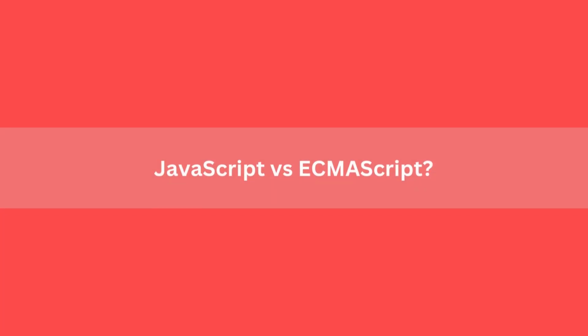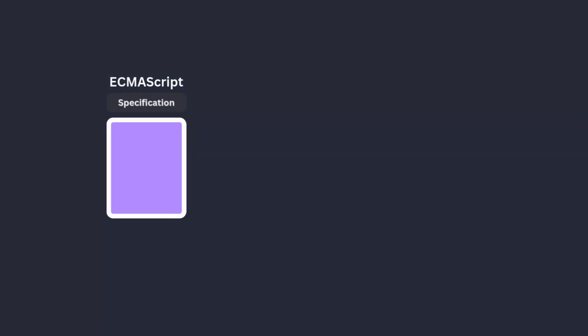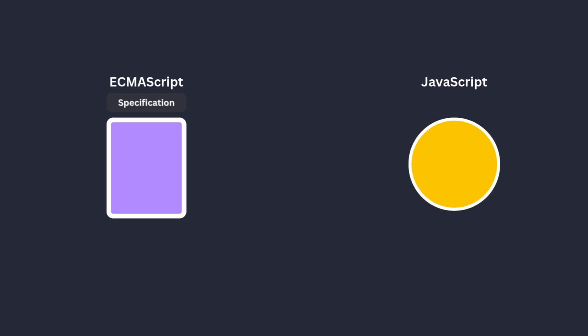Finally, let's answer the fourth question. What's the difference between JavaScript and ECMAScript? ECMAScript is just a specification. JavaScript is a programming language that follows this specification.